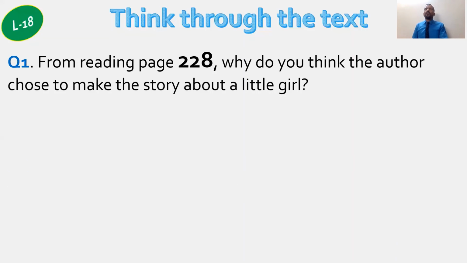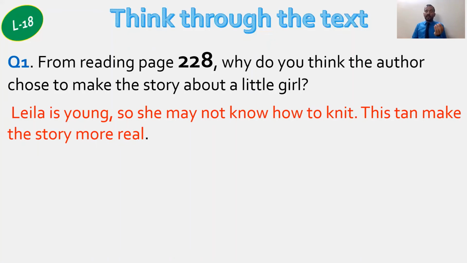Then let's move to our story. You can stop the video now and start reading the story. After you finish reading, you can come back and resume the video to read the questions with me and answer them. The first question, now you will open your book, page 228. Why do you think the author chose to make the story about a little girl? Because this girl was young. Leila is young and she may not know how to knit. This can make the story more real.